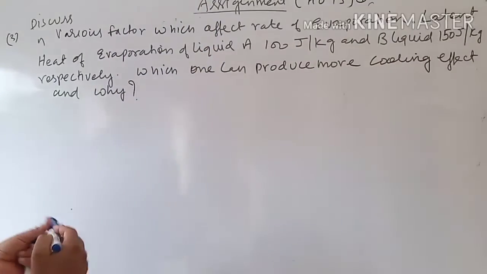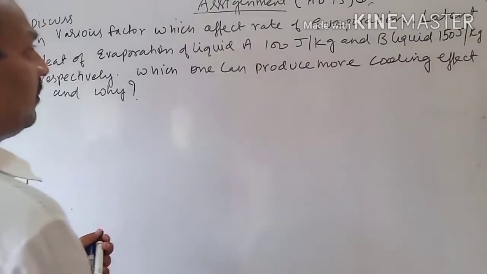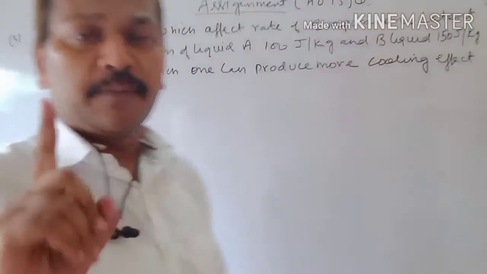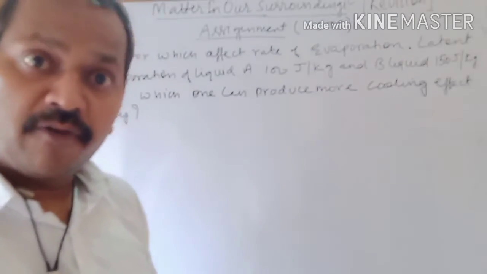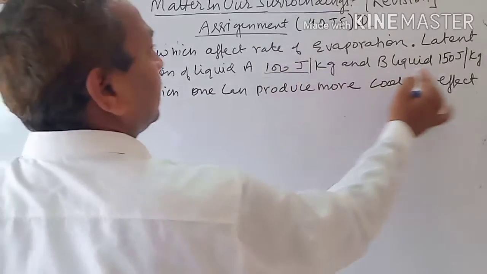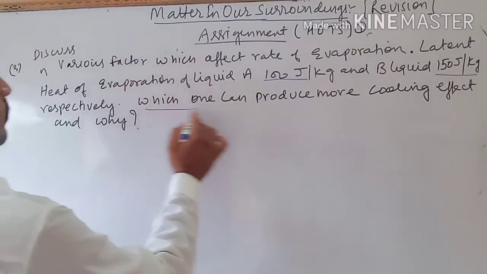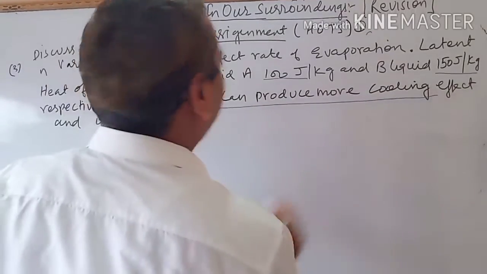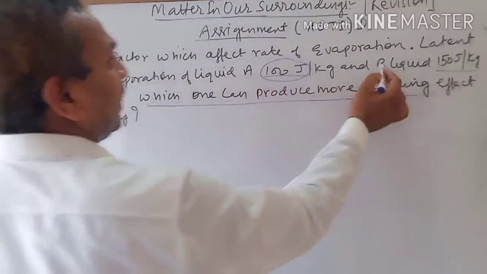Now the next part. The B part of the question says: suppose there are two liquids A and B, and the latent heat of vaporization is given for each. The concept is very simple. Which one can produce more cooling effect and why?